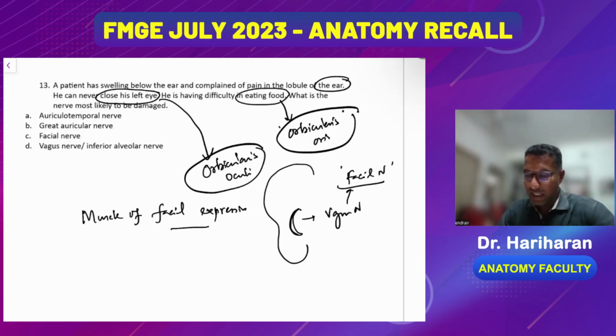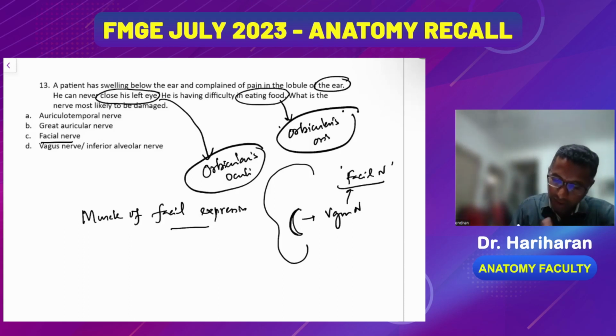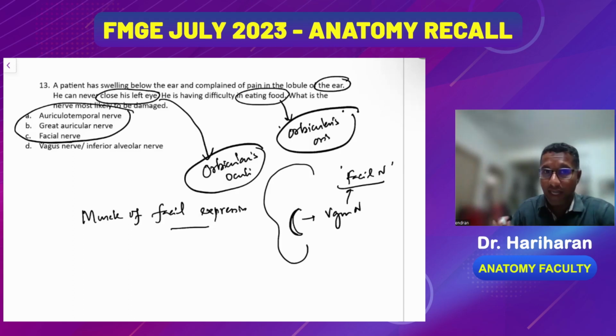So when the facial nerve gets injured or damaged in the parotid region, the patient can have all these kinds of symptoms. So the answer for this question is facial nerve. Guys, please remember, around the parotid region, these three nerves are seen, so don't get carried away by the options. If the patient has difficulty in closing the eyes and eating the food, straightforward, the answer is facial nerve.